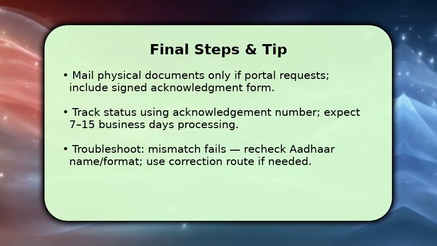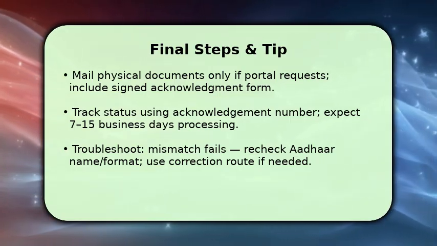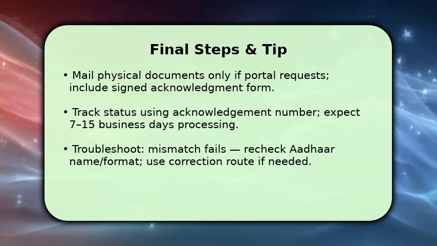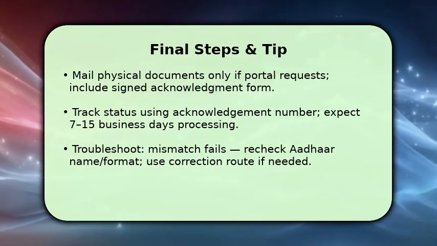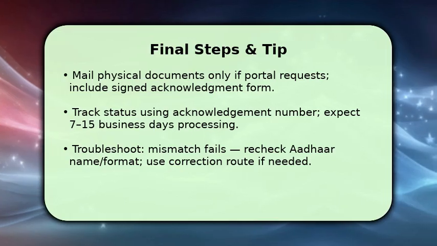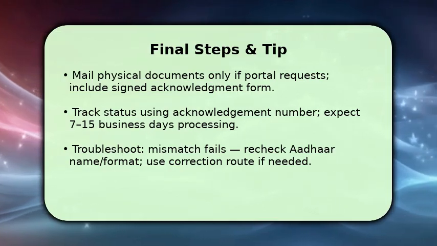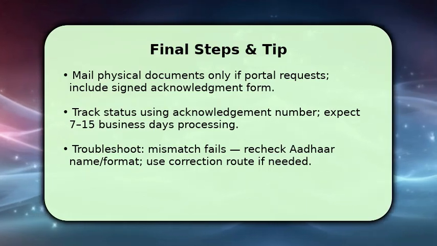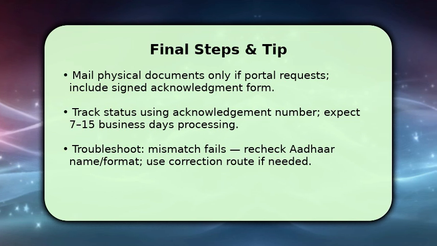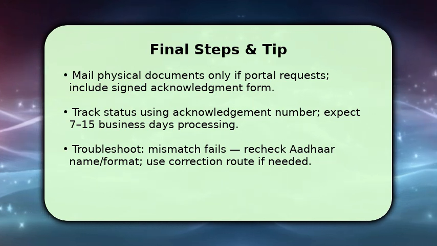Then monitor status using your acknowledgement number on the same portal. Processing typically takes 7 to 15 business days. If the update fails due to mismatched details, don't panic, recheck name formats and digits against Aadhaar. If mismatch persists, file an Aadhaar correction first or choose the PAN correction workflow to align records before retrying.